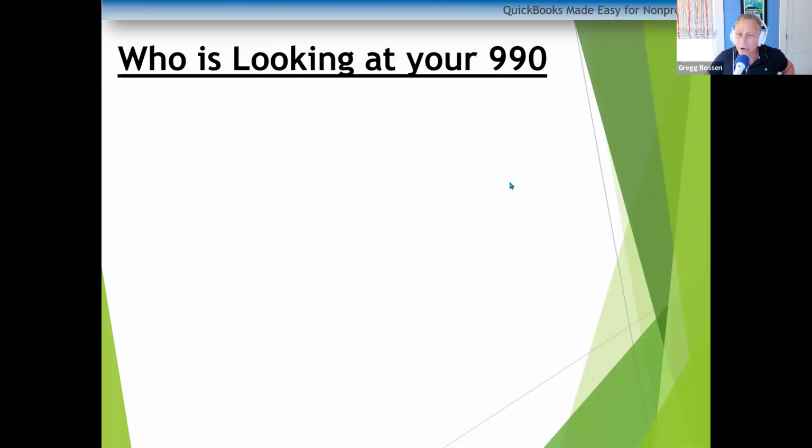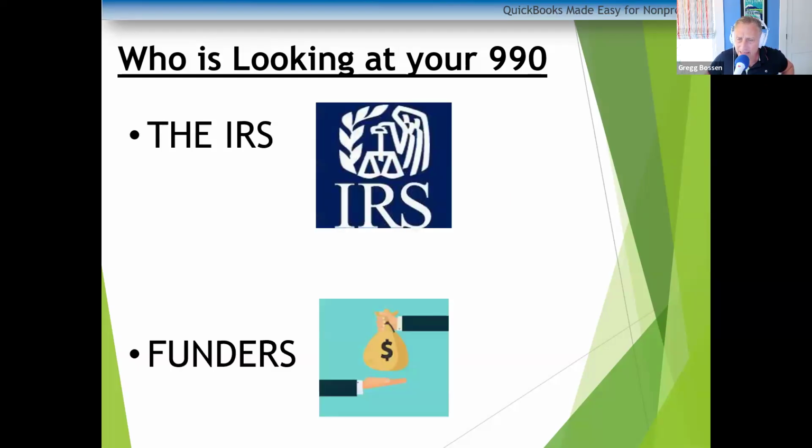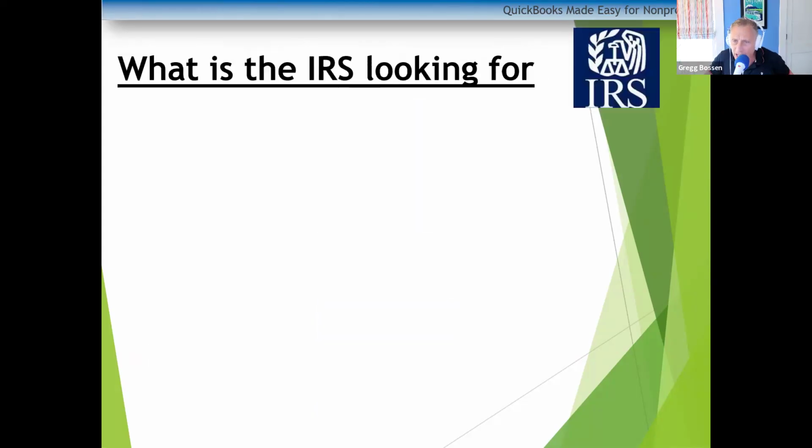Okay. So who is looking at your 990? There are two groups of people, the IRS and funders. I want to put your head in the shoes of both of these bodies so you can understand what specifically they're looking for. First, we'll do the IRS.